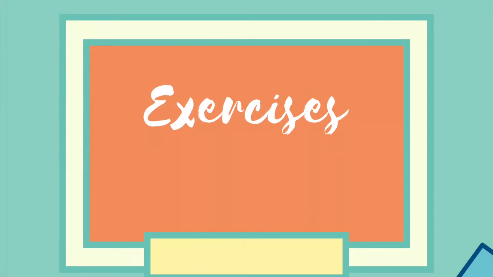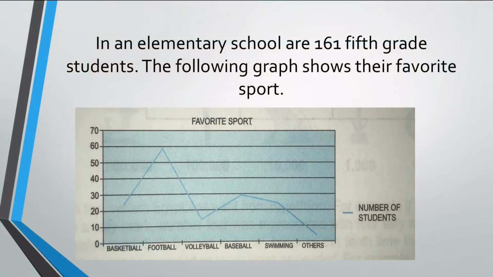Let's solve the following exercises for you to realize how useful graphs are. In an elementary school there are 161 fifth grade students. The following graph shows their favorite sport. Here we can see the favorite sports and the number of students, and the lines in the middle represent the relationship between those data. This way, it's so easy to see which is the favorite sport of the most students and which one is the least preferred.